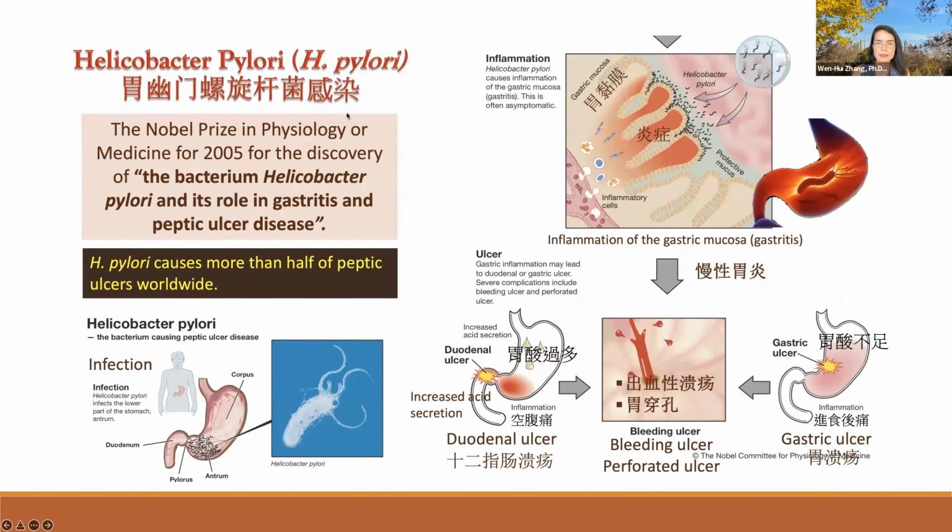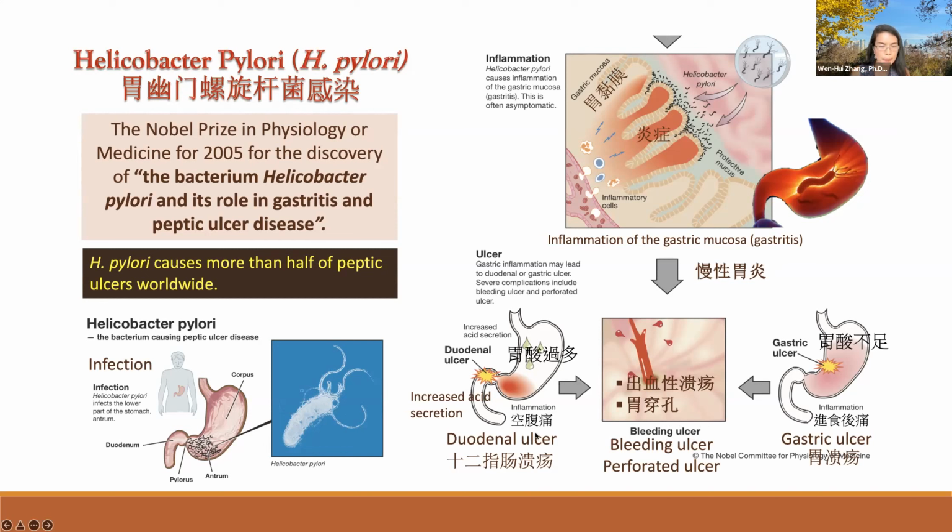H. pylori is a bacteria usually found in the stomach. The discovery of H. pylori as a cause for gastritis was awarded the Nobel Prize in 2005. So the infection of H. pylori can lead to inflammation of the gastric mucosa, gastritis, and over time, it will lead to a bleeding ulcer, perforated ulcer.